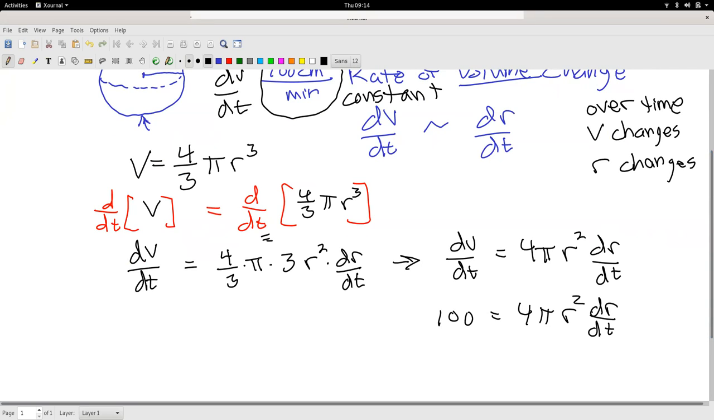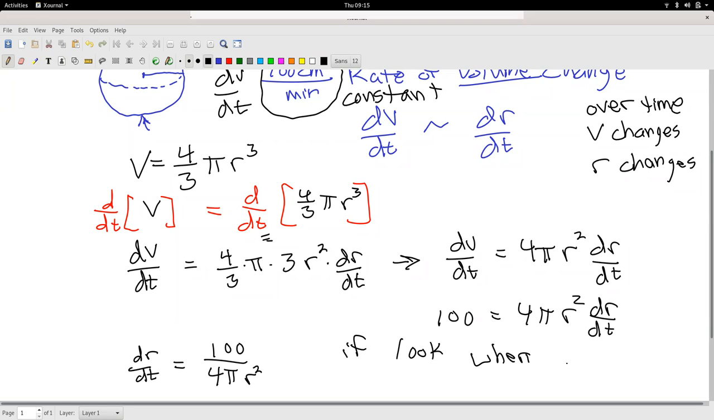And if I'm interested in the rate of change of the radius, I want to solve for that. So then I would divide by the 4 pi r squared. So I'm just going to switch sides here. So dr/dt is equal to 100 over 4 pi r squared. And we can see here that for different radii, different instances in time for this situation, the rate of change of the radius is going to depend on how much volume is in the balloon at any particular time, for the radius there.